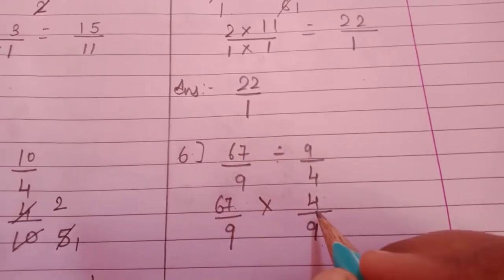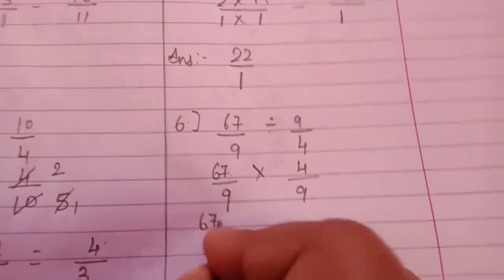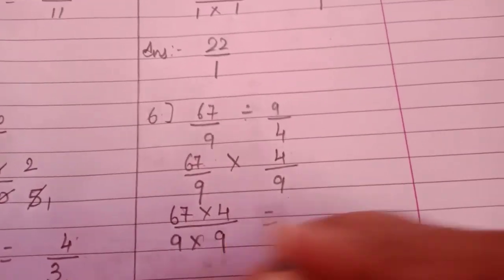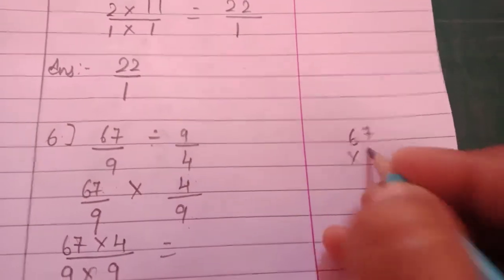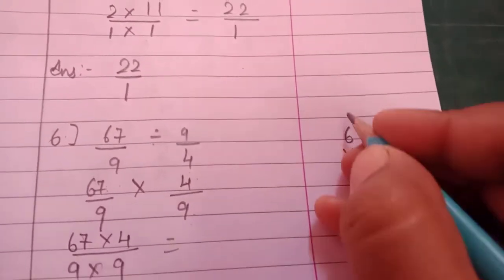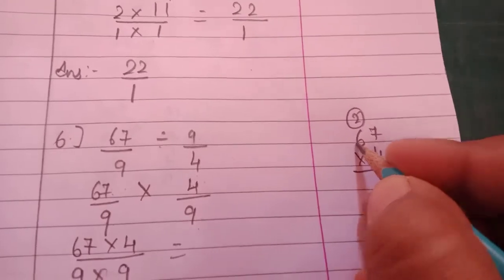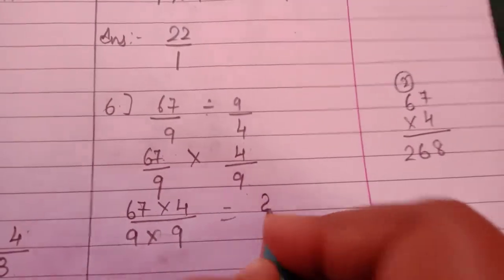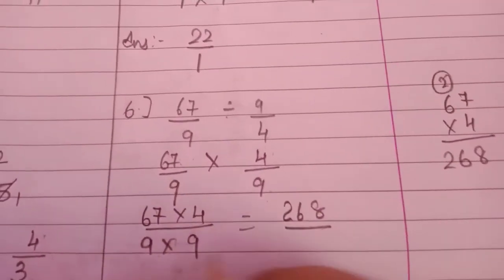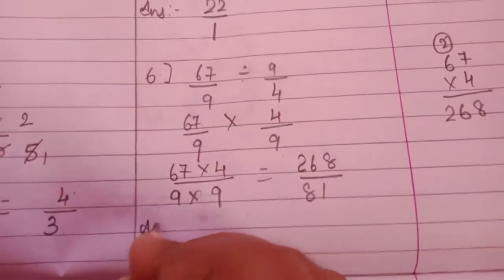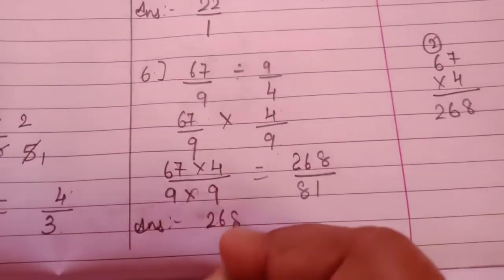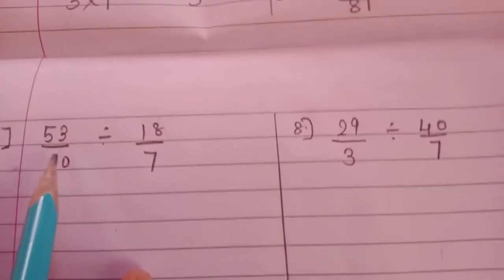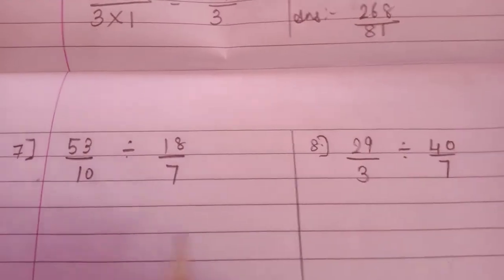So here what we will do, we will directly multiply. So 67 multiply by 4 upon 9 multiply by 9. So 67 4s are 4 7s are 28. 8 we write down, 2 will be carried over. 4 6s are 24. 24 plus 2 26. So 268 upon 9 9s are 81. So our answer is 268 upon 81.